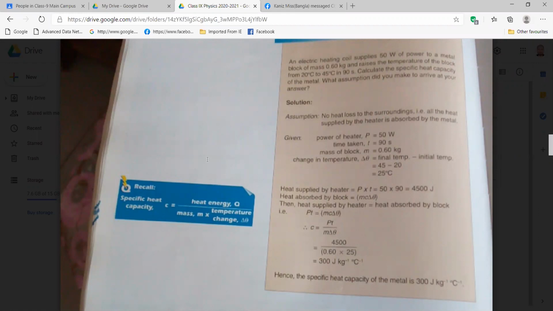Sir, in specific heat capacity, we take 1 kg mass, so we raise the temperature of a 1 kg mass. There is also a difference in formula between heat capacity and specific heat capacity. The formula is 1 by m, heat absorbed Q by delta theta. Here is the formula.